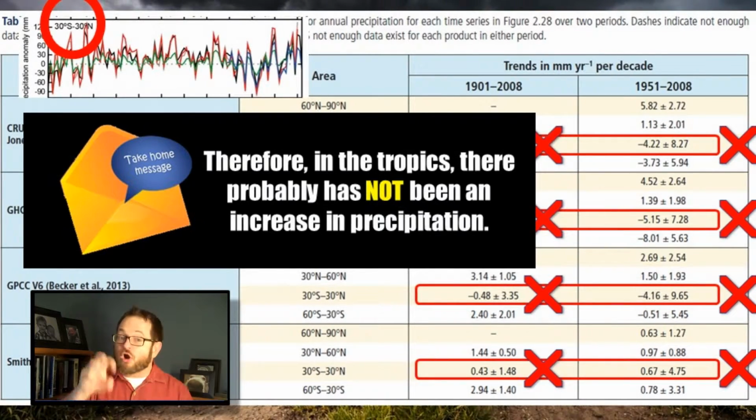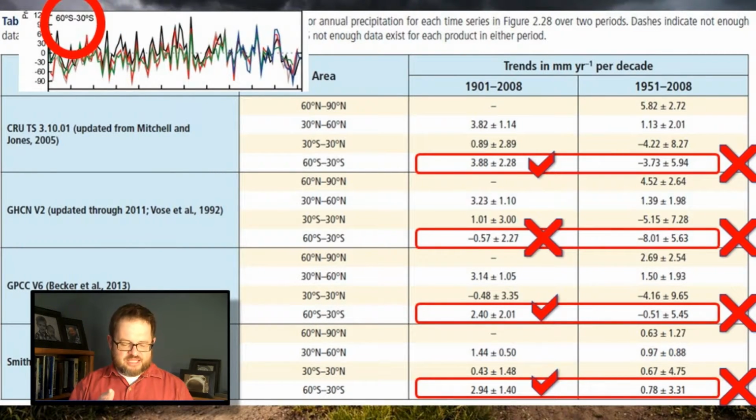Now that doesn't mean that there aren't places in the tropics that have seen an increase in precipitation, but the tropics as a whole haven't. That might be a clue as to what we're going to be finding later. Okay, and for what it's worth, in the southern hemisphere mid-latitudes, 60 degrees south to 30 degrees south, you can see once again it's kind of a mixed bag. Some data sets are showing some increase, some data sets are not. The more recent period doesn't show any of them with a statistically significant trend. I think we can kind of say that we're not seeing it here.